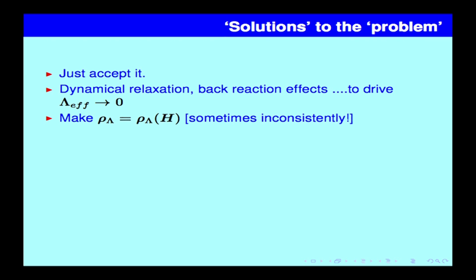The other favorite exercise, which I keep getting papers to referee, is to make rho lambda a function of Hubble parameter. So, it evolves with time, and you can then arrange things in such a way that it has the correct value there and it had a different value earlier on, and it goes on. More often than not, this is done inconsistently, not philosophically, purely algebraically inconsistently.